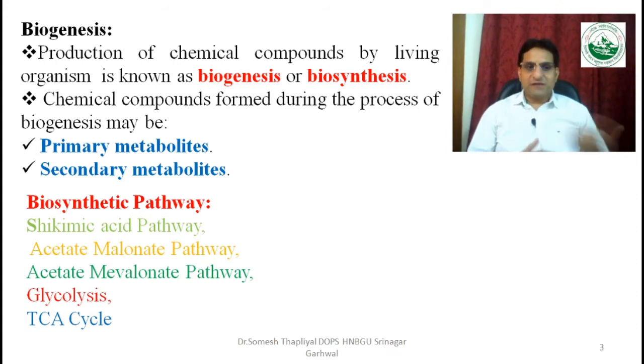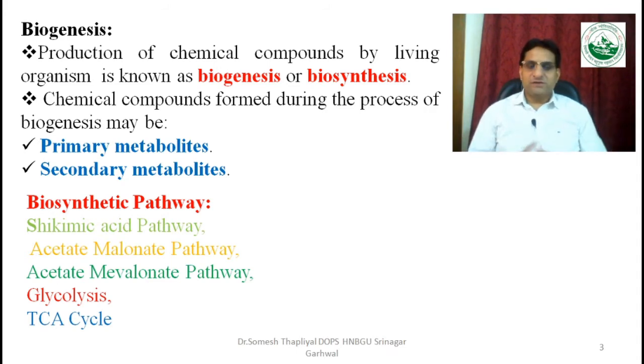As in the last video I discussed the shikimic acid pathway, the end products of the shikimic acid pathway are phenylalanine, tyrosine, and tryptophan, which are used for the biosynthesis of various secondary metabolites. Similarly, the acetate malonate pathway can be used for the biosynthesis of fixed oils and lipids, and the acetate mevalonate pathway is useful for the biosynthesis of terpenoidal compounds, or we can say isoprenoid compounds.